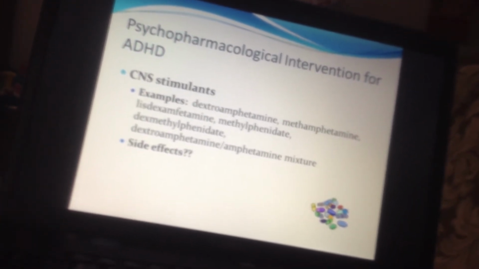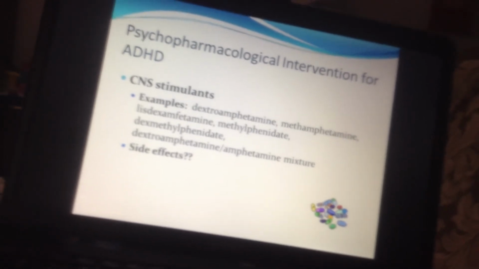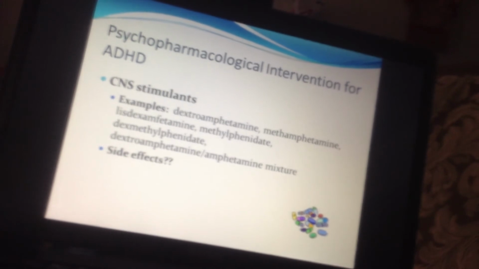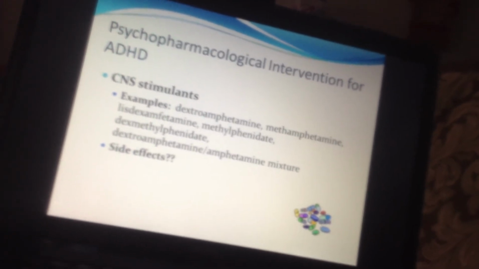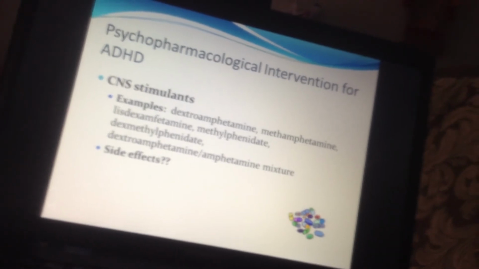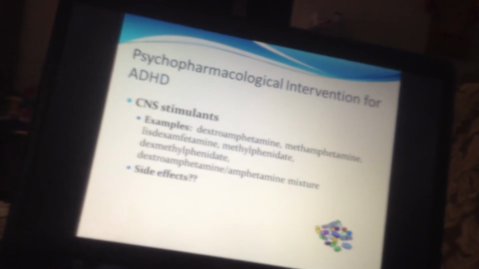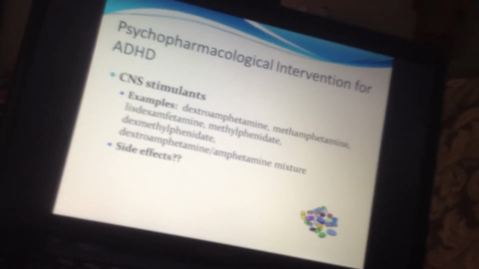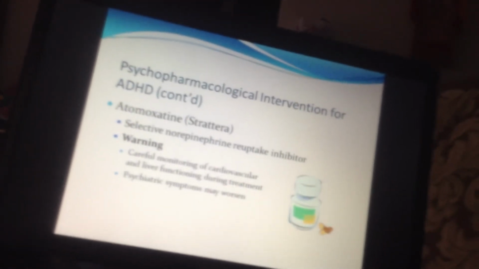Okay, as far as side effects with CNS stimulants, since these are things that stimulate, you would kind of guess that insomnia would be one of the side effects. Anorexia, weight loss, tachycardia, and also a decrease in the rate of growth and development is a very important side effect to keep in mind.